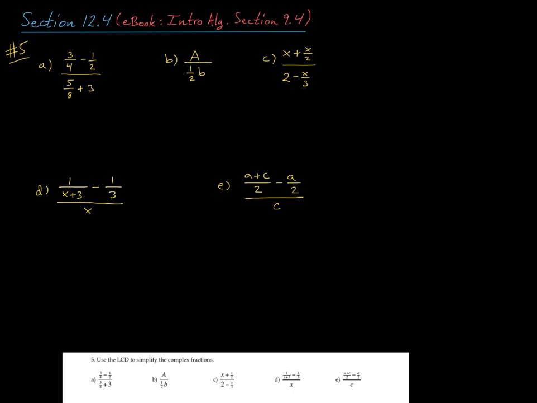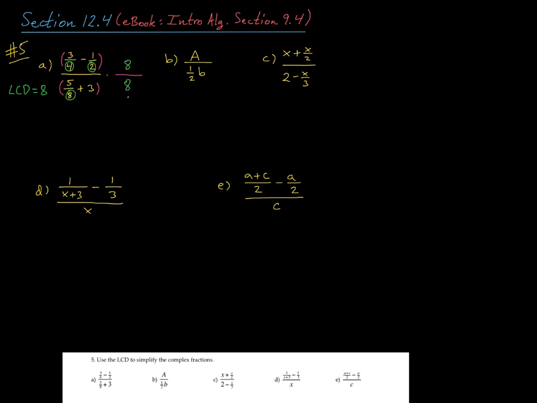But an alternative way to solve this that will be really useful in some of these problems down the line is to use the LCD. And so when I'm talking about the LCD here, I'm referring to the LCD for all of these fractions. So the denominators are 2, 4, and 8, and our LCD here is 8. And so what I'm going to do is multiply this entire numerator and this entire denominator by 8.